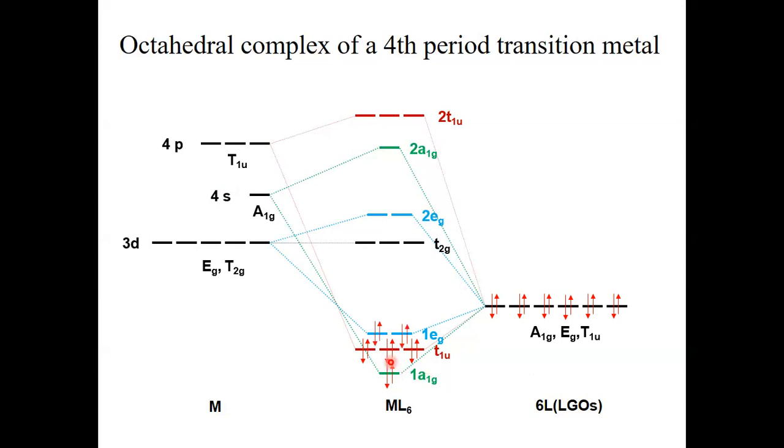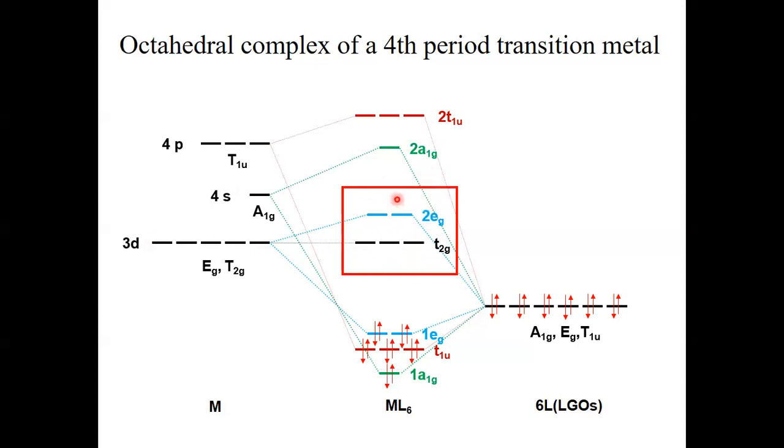And finally, it would fill these two bonding 1EG orbitals. So any metal d electrons, okay, that we would have in the metal would need to go into the T2G and the 2EG orbitals here, okay, which are non-bonding and somewhat antibonding respectively.